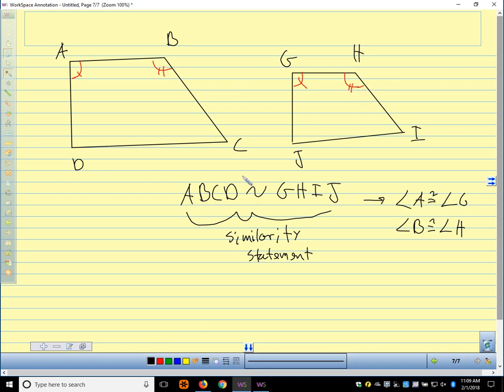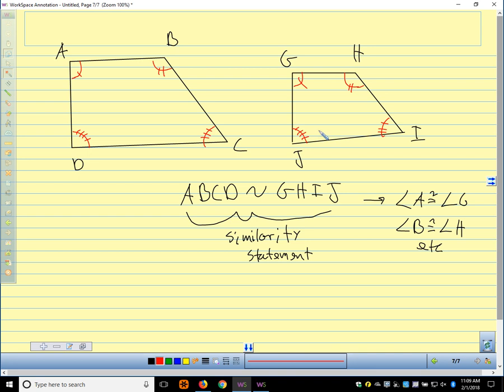And we could keep writing, and I'm just going to say etc. So if I marked up my figure here, I would have that congruent to that. C is congruent to I, and D is congruent to J. So the similarity statement tells us those angles are congruent.